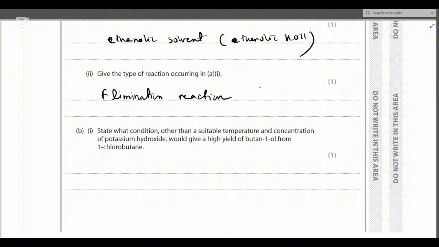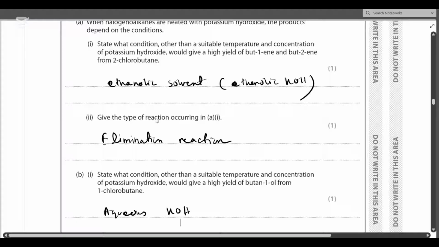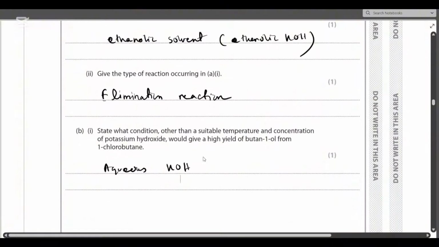State what condition, other than a suitable temperature and concentration, would give a high yield of butan-1-ol from 1-chlorobutane. We can basically make the potassium hydroxide aqueous. So we can write aqueous potassium hydroxide, because that would increase the concentration of hydroxide, leading eventually to a greater yield of butan-1-ol from 1-chlorobutane.